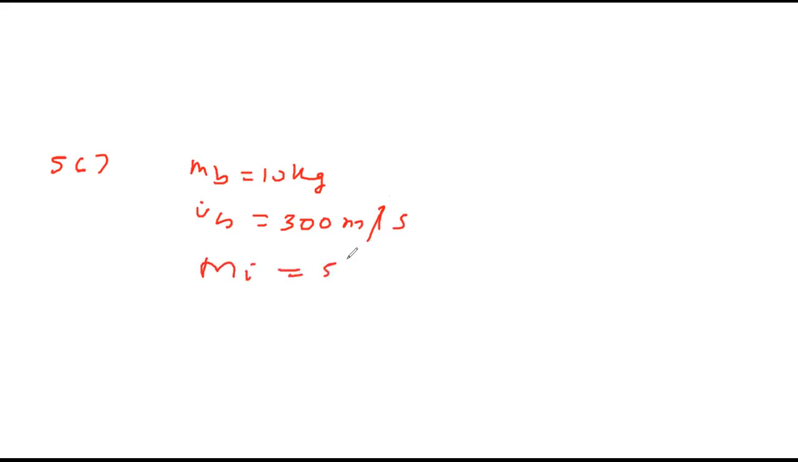56. A bullet of mass 10 kg is moving with a velocity of 300 meter per second, hits a block of ice of 5 kg and drops dead. That means the final velocity of the bullet becomes 0. What is the velocity of the ice? This I think you can manage. The velocity of ice is asked.